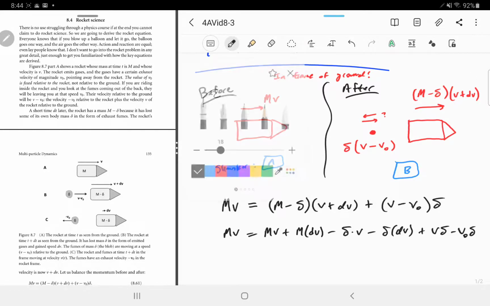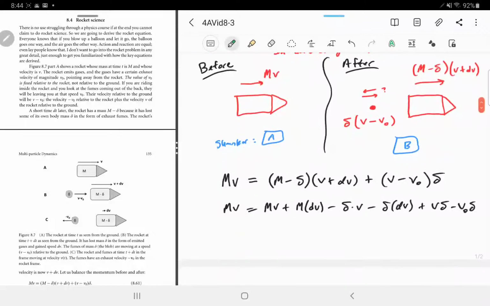Okay, so we can simplify this a little bit. mv equals mv, so we can cancel out both sides of that part of the equation. And then we have a minus delta times v plus delta times v. So those two are going to cancel out also. So it looks like we have 0 equals m times dv minus delta times dv minus v naught times delta.